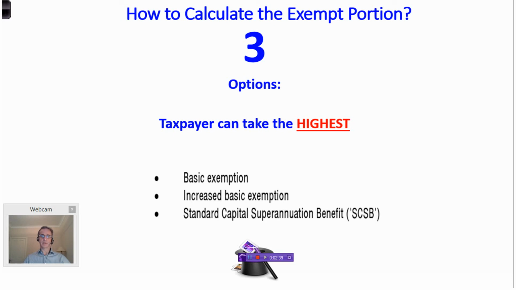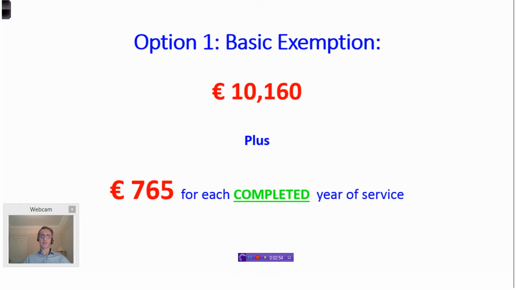In terms of the exemptions, these 3 options where we're taking the highest, we've got the basic, the increased basic, and then the SCSB, or standard capital superannuation benefit. I'll just take you through the first one, and that's pretty straightforward. We're looking at an absolute value of 10160 as a base level, and then on top of that, 765 euros for each completed year of service.